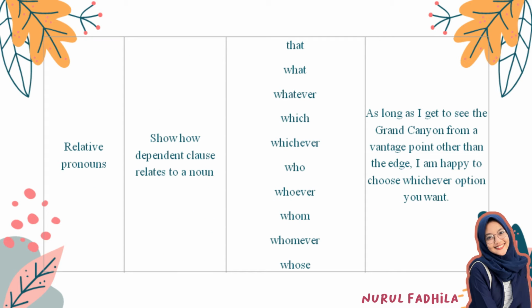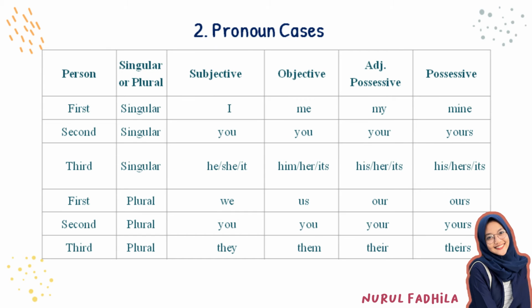And the last, relative pronouns, used to show how a dependent clause relates to a noun. Lists of pronouns are that, what, whatever, which, whichever, who, whoever, whom, whomever, and whose. Example: as long as I get to see the Grand Canyon from a vantage point other than the edge, I'm happy to choose whichever option you want.